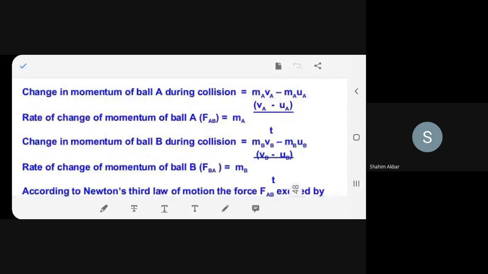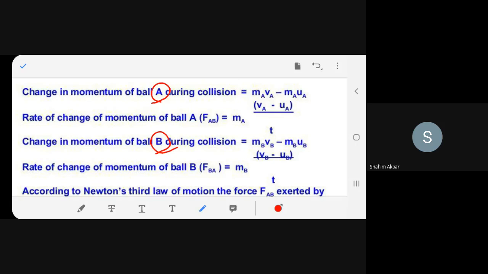Similarly, I will take up this slide better, okay? Similarly, the change in momentum of ball B. A is done, we have finished A. Now we will do it with B. Same way you have to find it out. The only thing that will differ is the name of the ball, which is now B. It will be MB VB minus MB UB.